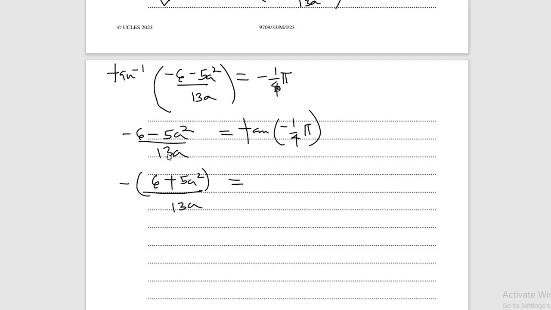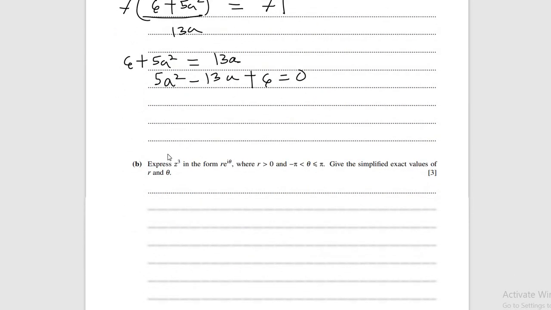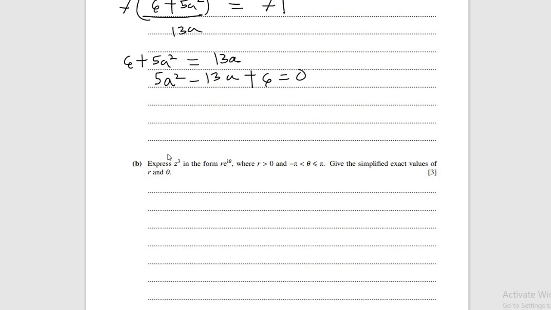Tan of minus 1 over 4 pi will give us minus 1. So minus cancel minus. Cross multiply: 6 plus 5a square equal to 13a. We rearrange: 5a square minus 13a plus 6 equal to 0. That's turned to a quadratic equation. So the two factors are 5a square minus 3a minus 10a plus 6 equal to 0.